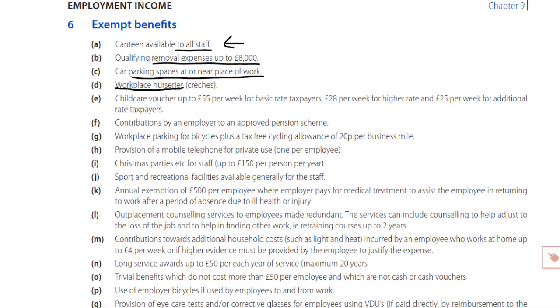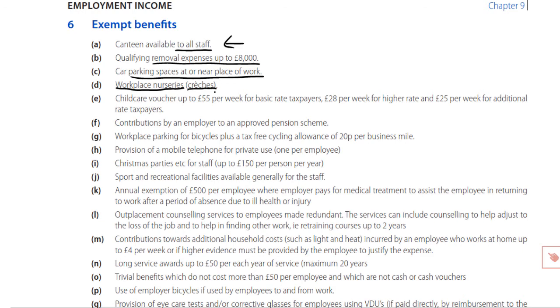Workplace nurseries, otherwise known as a creche there. Notice workplace. So this is one that's operated by the employer. That is exempt. Now, not all employers are going to be in a position to be able to do that. And if all the employer does is to pay your childminder or give you sufficient money to pay your childminder, whatever it costs there to look after your children while you come to work, that would be a part of your income and would be fully assessable.